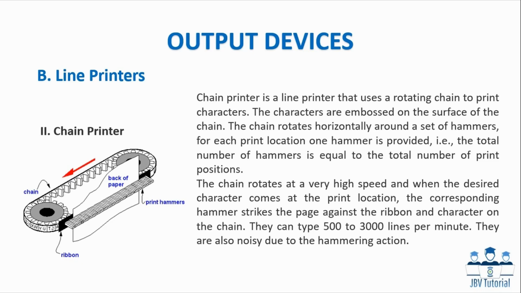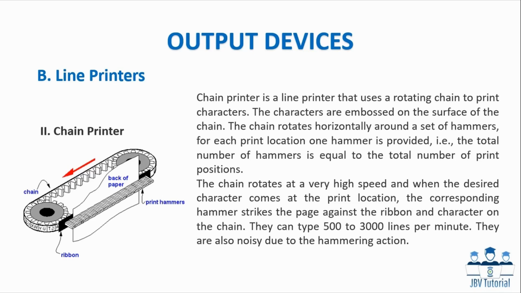Chain printer is a line printer that uses a rotating chain to print characters. The characters are embossed on the surface of the chain. The chain rotates horizontally around a set of hammers. For each print location, one hammer is provided, i.e., the total number of hammers is equal to the total number of print positions.